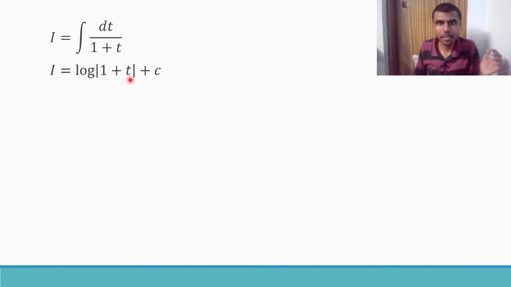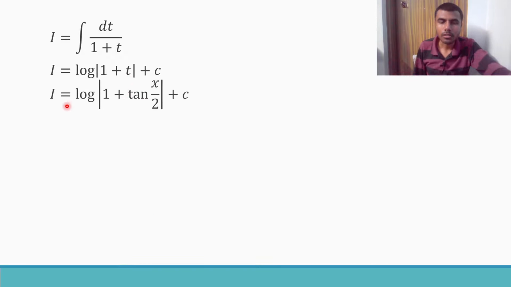Okay, what is our t? See, in our question they gave it in terms of x. t is something which we brought, so our final answer should be in terms of x. What is t? t is tan x by 2, if you remember from our basic substitution. So I is log mod 1 plus tan x by 2 plus c. In place of t, I just put tan x by 2. This is my final answer. This is what is there in the textbook as well.